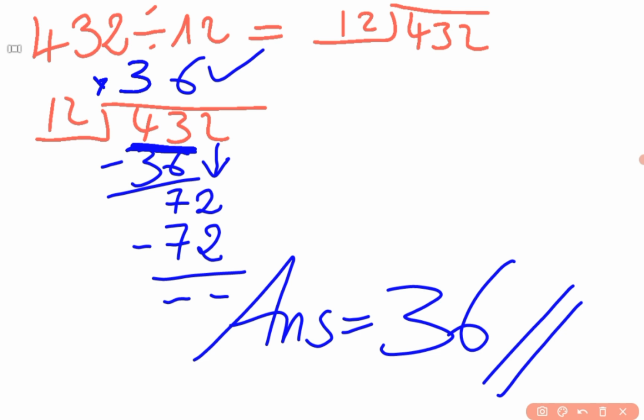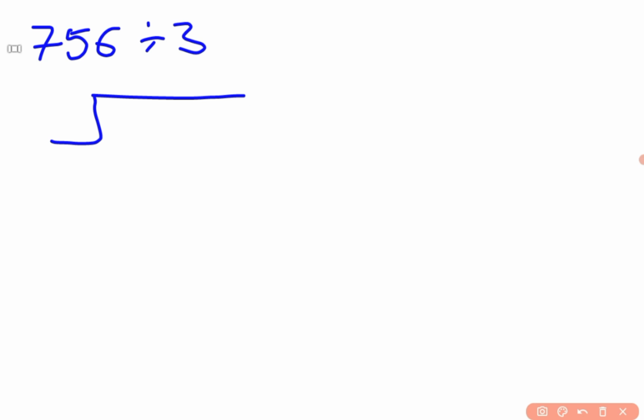I go on to the next example on long division. I hope this one was well understood. Now the second, I have 756 divided by 3. So this is going to be written as 756 divided by 3. So now what are we going to do?